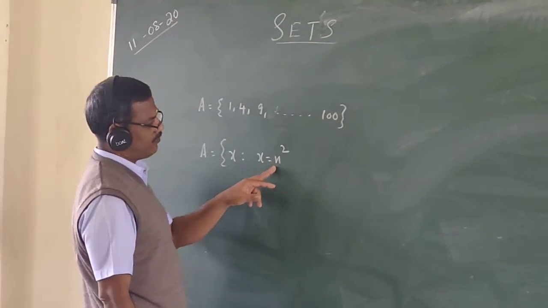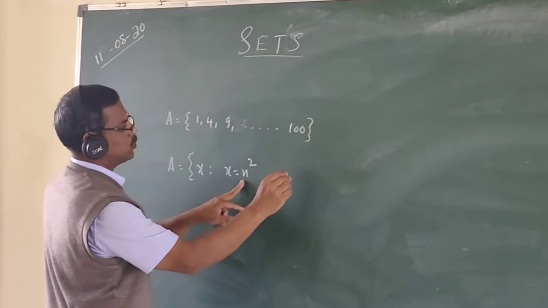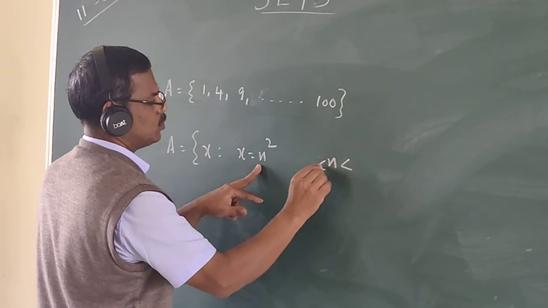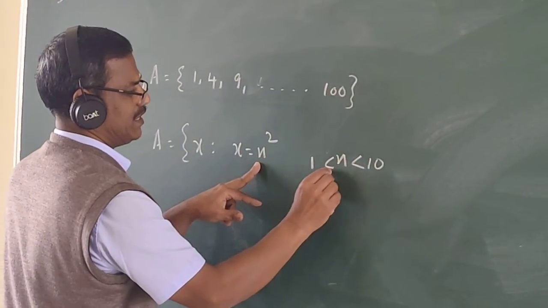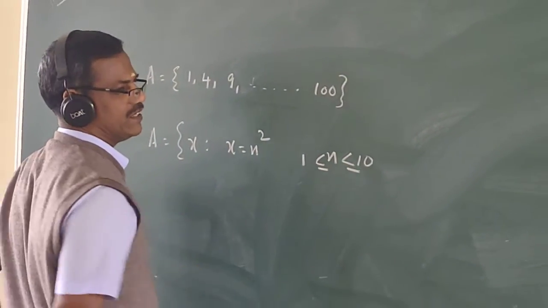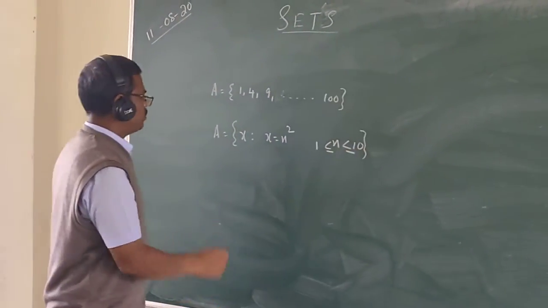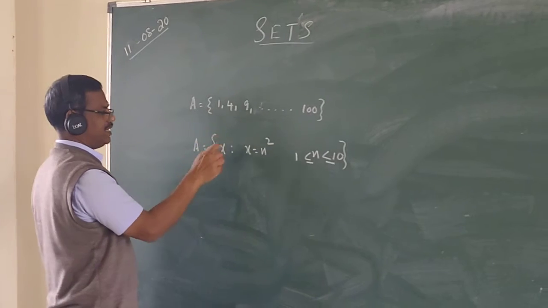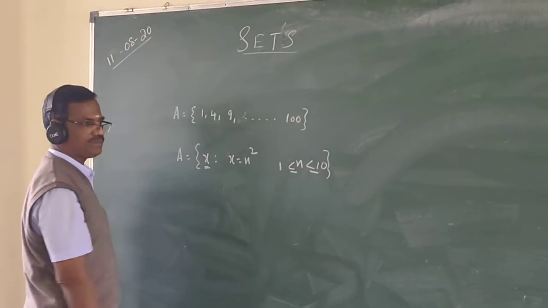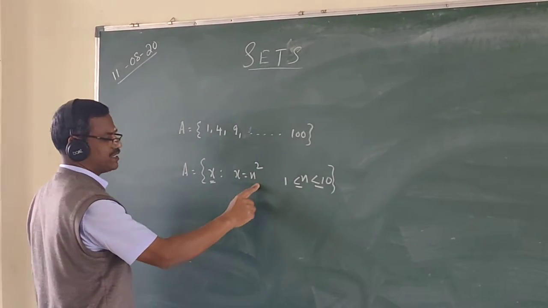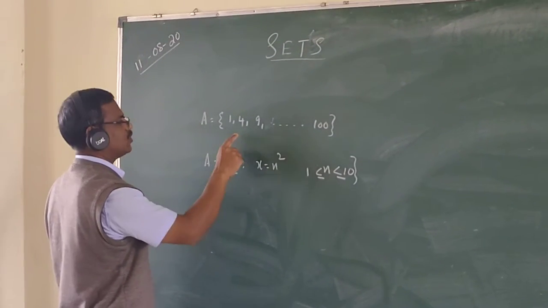And what is the value of n? n is from 1 to 10, including 1 and including 10. So now it has become the set builder form. We have expressed the set in the form of a variable, and the variable's common property is mentioned here. x is equal to n square.